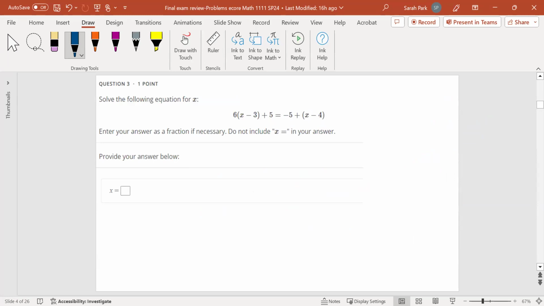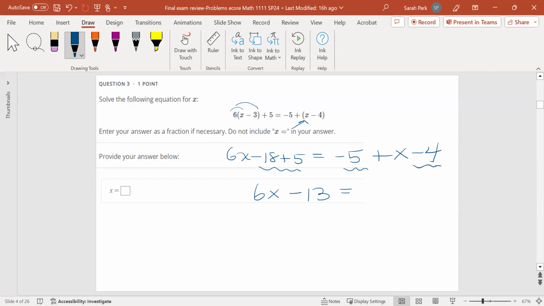Number 3, we have: solve the following equation for x, 6 times the quantity x minus 3, plus 5, equals negative 5 plus x minus 4. We can distribute the 6 and get 6x minus 18 plus 5 equals negative 5. There's nothing to distribute in front of that x minus 4, so we can just take the parentheses off. Let's combine like terms. Negative 18 plus 5 gives 6x minus 13, and we can combine negative 5 and negative 4, which gives us x minus 9.